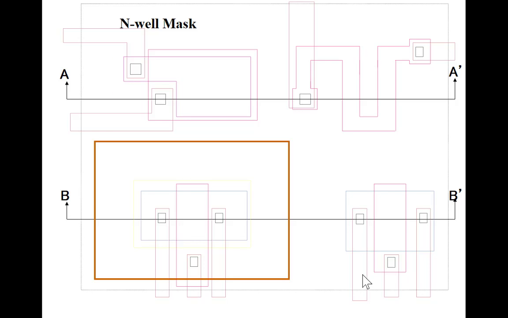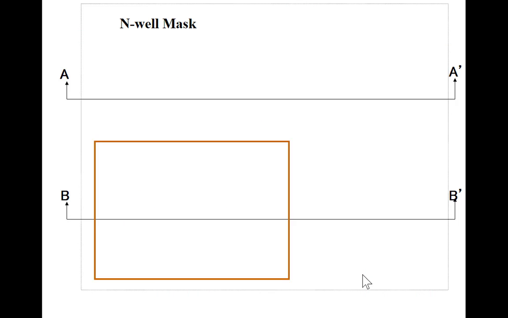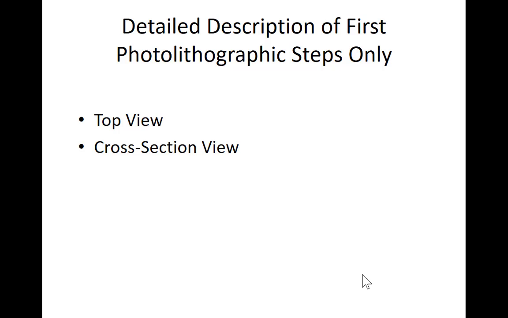So I've highlighted the N well mask. This is gold here. These other masks wouldn't be present yet, so I've dimmed them because they're coming later. On the first mask, you just have an opening, and the opening would be inside this gold region here. So here's the mask features. We don't see that mask on the AA prime cross section because there's no N well underneath this material on top. So I'm going to look at both a top view and a cross-sectional view.